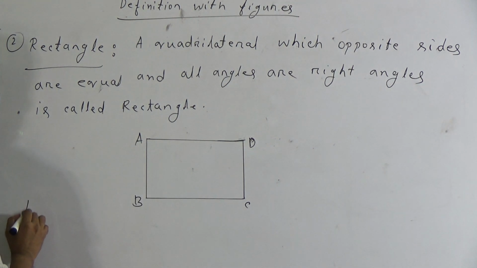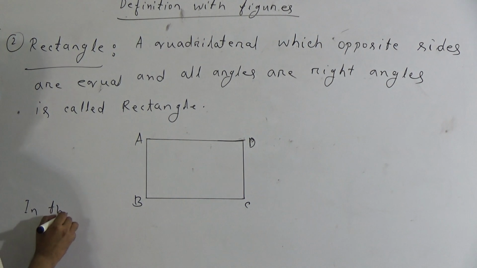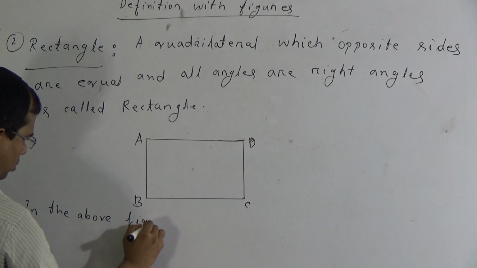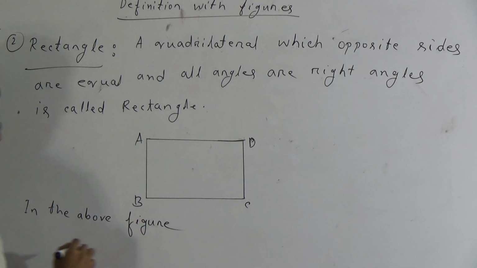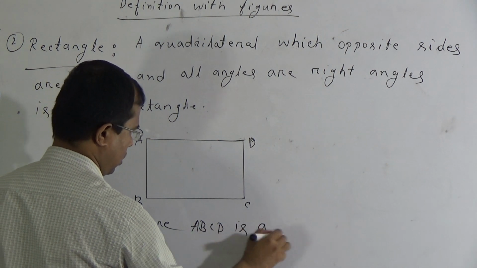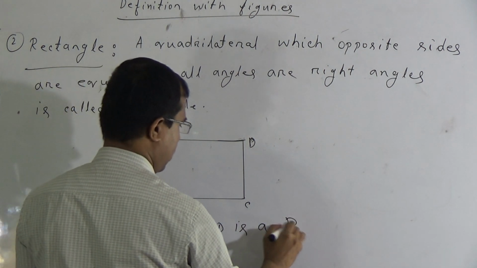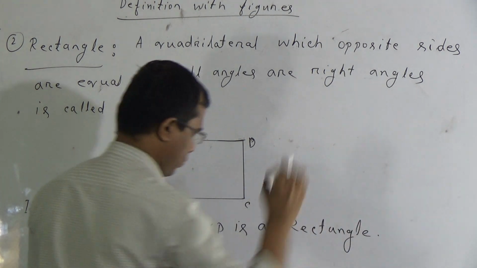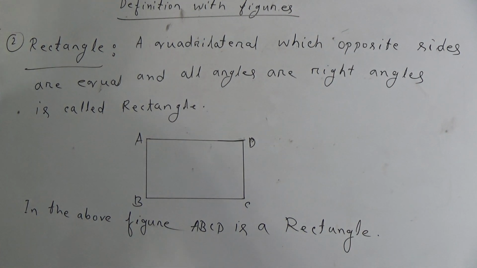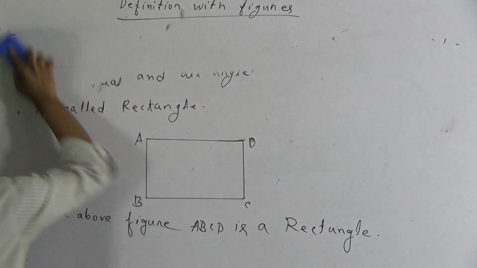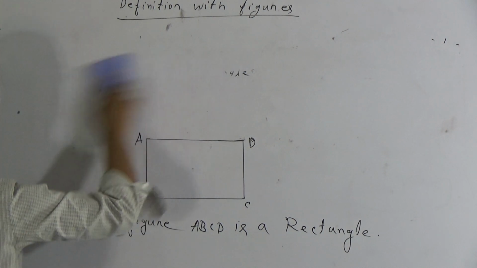In the above figure, ABCD is a rectangle. Okay, dear students, we have done. Now we will write the definition of square and we will draw the figure of it also.